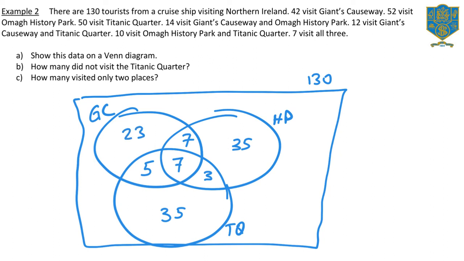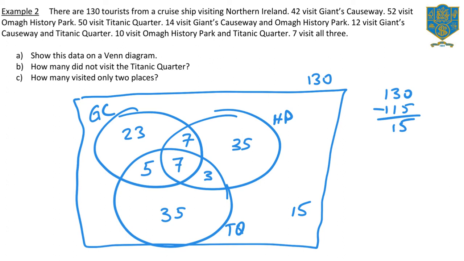Now, if we add up all these numbers together, we may find they add up to 130, or we may find that they don't. And if they don't, then that means that the rest of the numbers are outside of those 3 circles, so they didn't visit any of the Titanic Quarter, the History Park, or the Giant's Causeway. So whenever we add those numbers together, we get 115. So there's 115 people altogether in the circles. We need it to go up to 130, so if we do 130 minus 115, we get 15. So that means there were 15 people that didn't go to any of them.